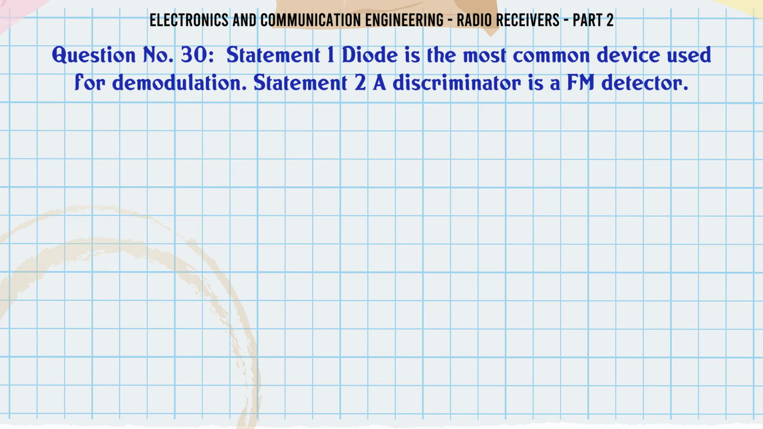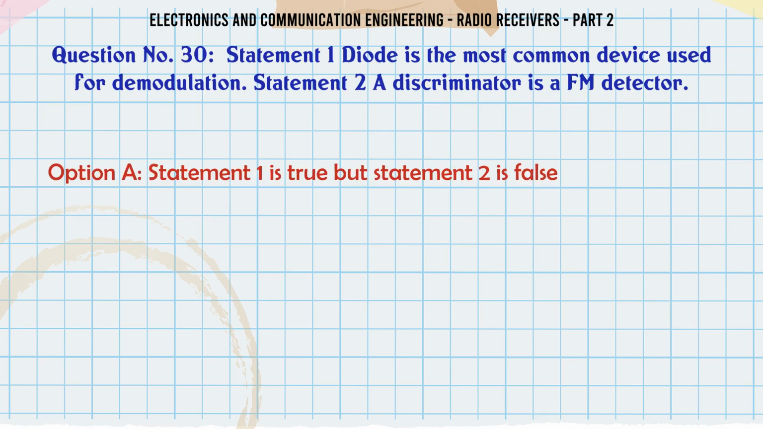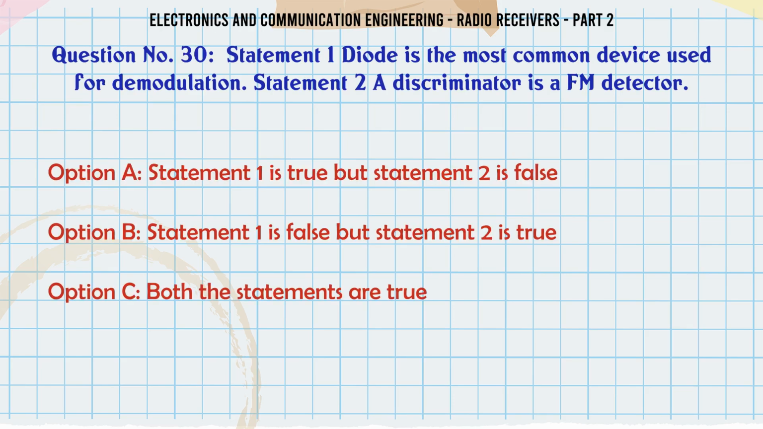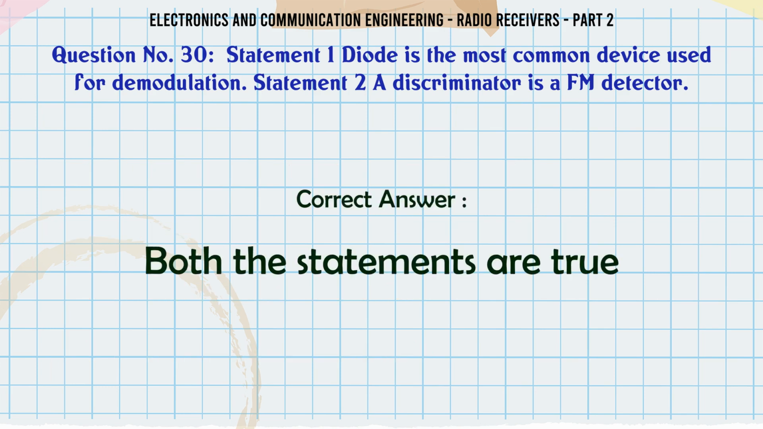Statement 1. Diode is the most common device used for demodulation. Statement 2. A discriminator is an FM detector. A. Statement 1 is true but statement 2 is false. B. Statement 1 is false but statement 2 is true. C. Both the statements are true. D. Both the statements are false. The correct answer is both the statements are true.